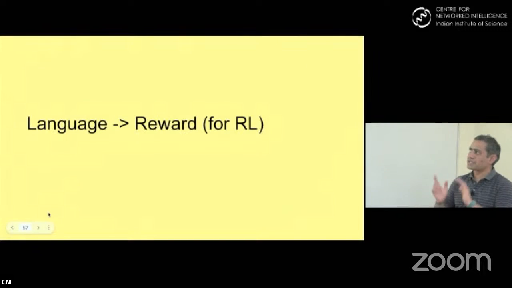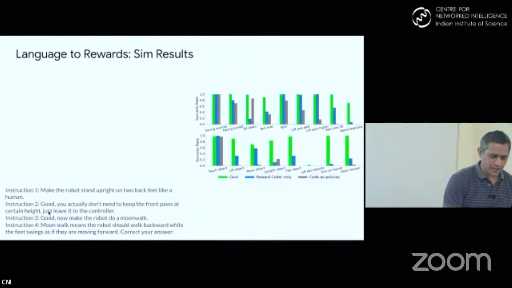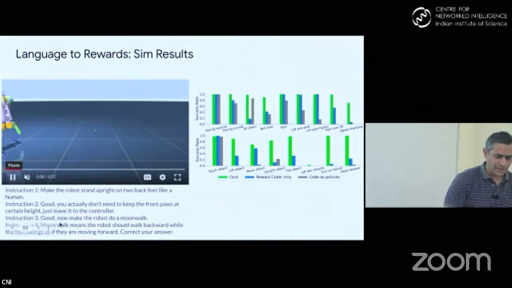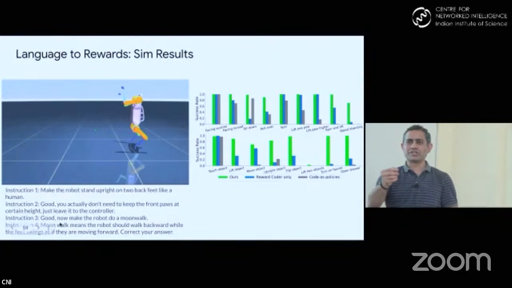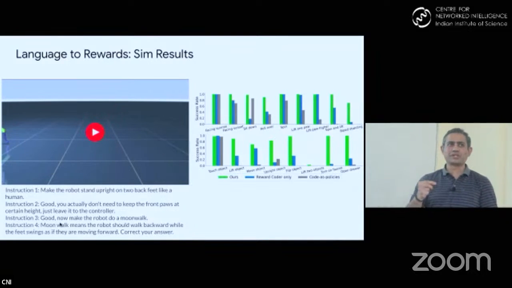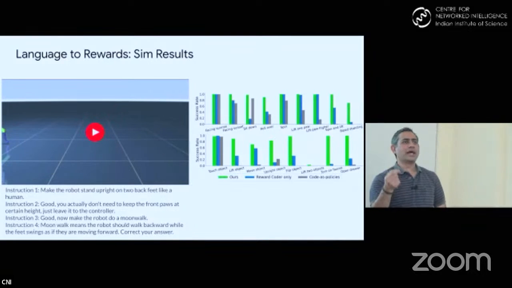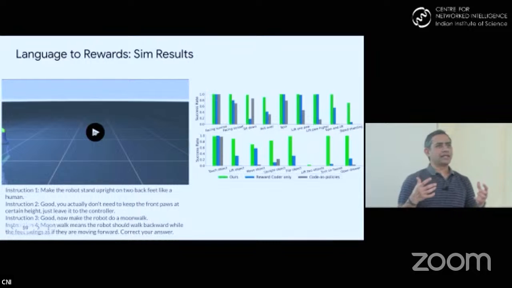Cool. Maybe I'll skip the language reward part because I covered some of the other stuff. But very quickly, I'm just going to show this video. Here, the idea was that we use language to infer reward. This is related to what we were saying before: use language to infer the reward, then train a reinforcement learning policy to follow those rewards. Typically RL is hard for two things.